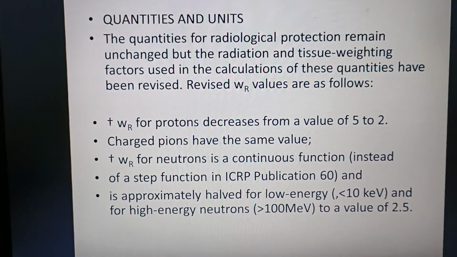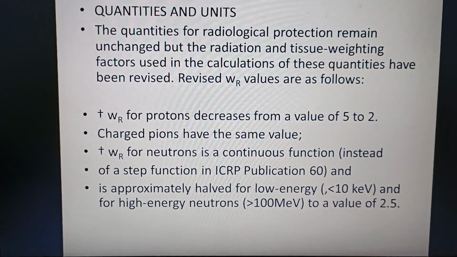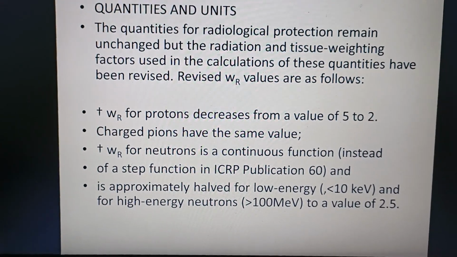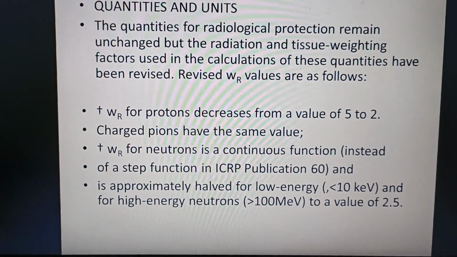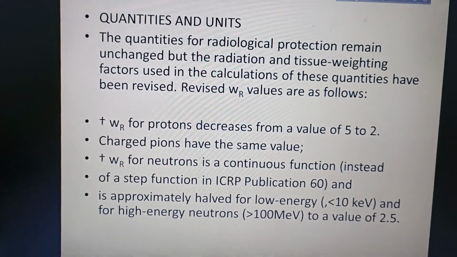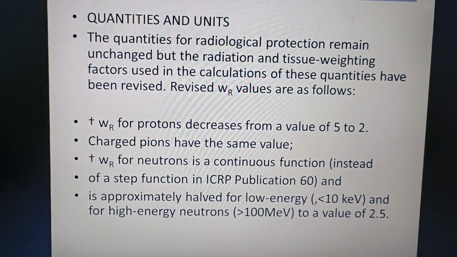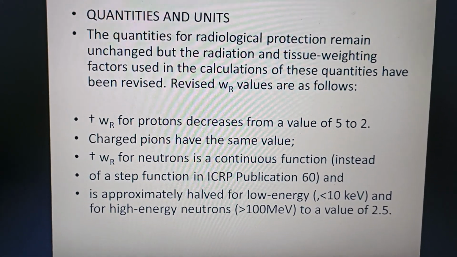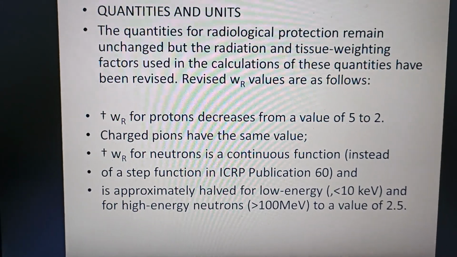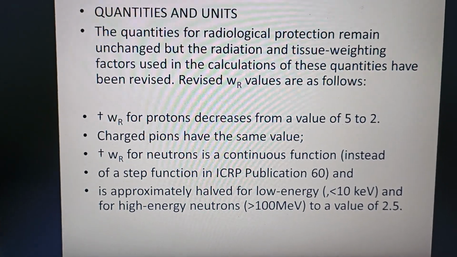Quantities and units. The quantities for radiological protection remain unchanged, but the radiation and tissue weighting factors used in the calculation of tissue quantities have been revised. Revised WR values are as follows: WR, radiation weighting factor for protons, decreased from 5 to 2 as per ICRP 103, International Commission on Radiation Protection. Charged particle pions have the same value.